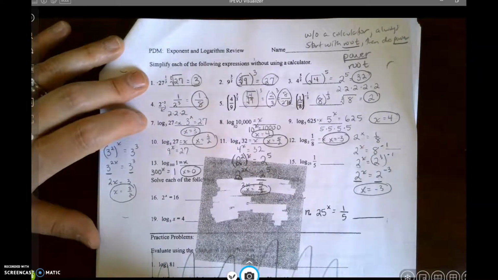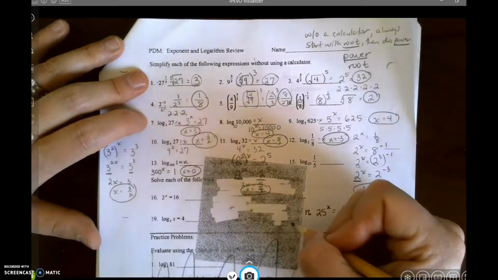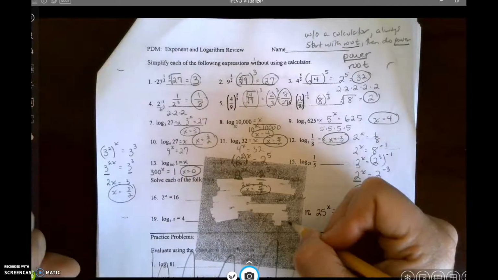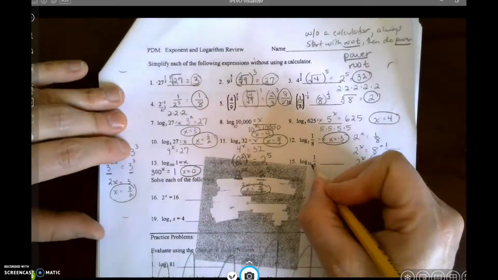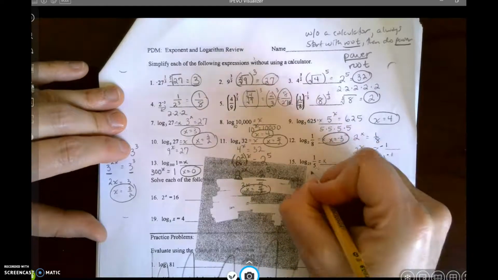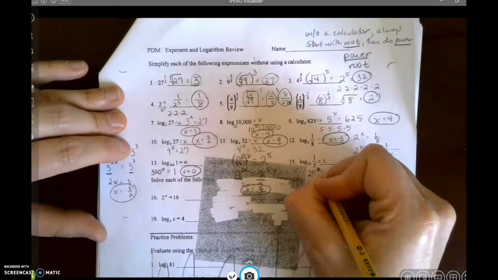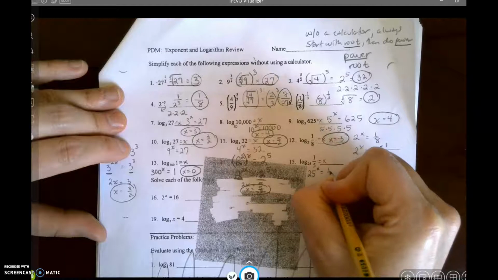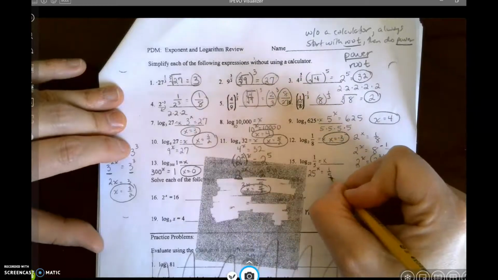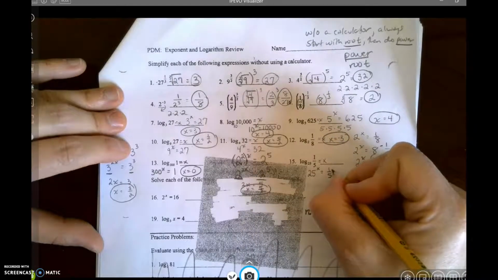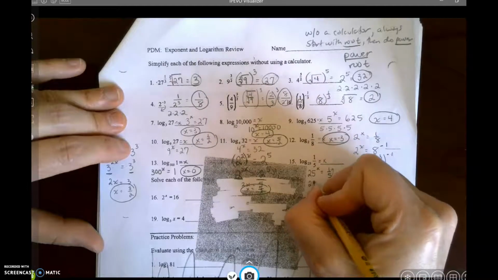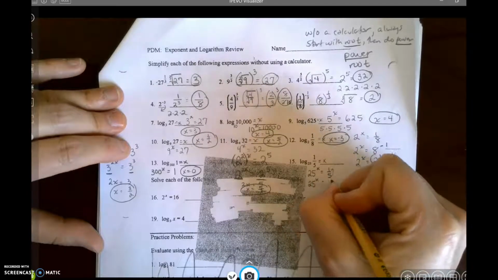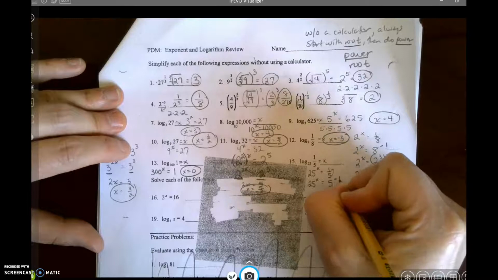Okay, let's do number 15. Sorry about this big thing here. I got rid of it on the copy I have in OneNote this year. So equals x, so 25 to the x equals 1/5. Don't like that 5 in the denominator, so I'm going to move it to the top. So I get 25 to the x equals 5 to the negative first.